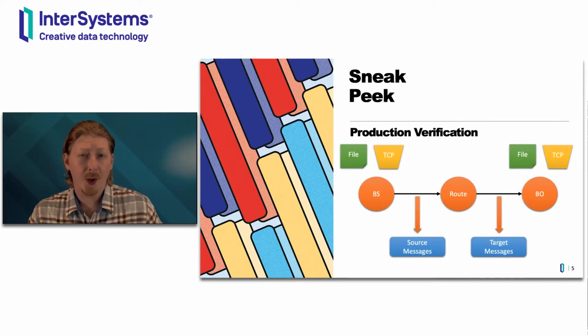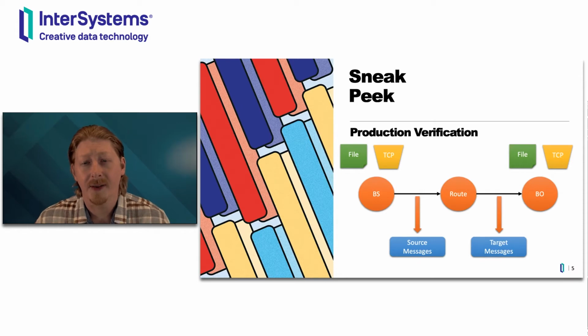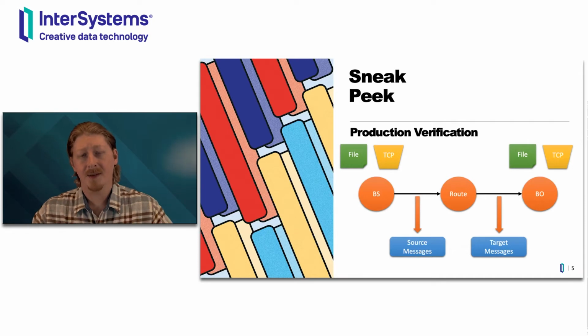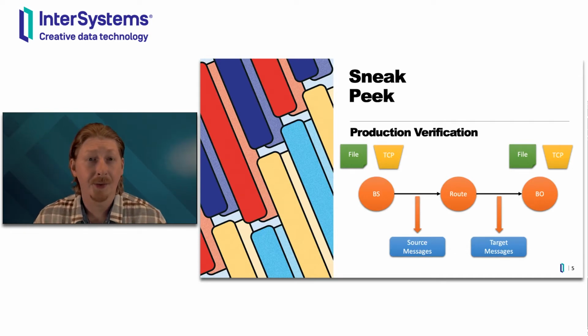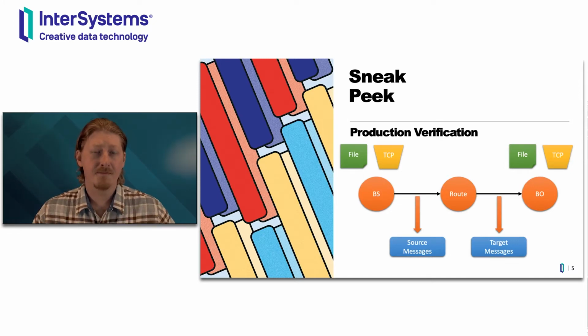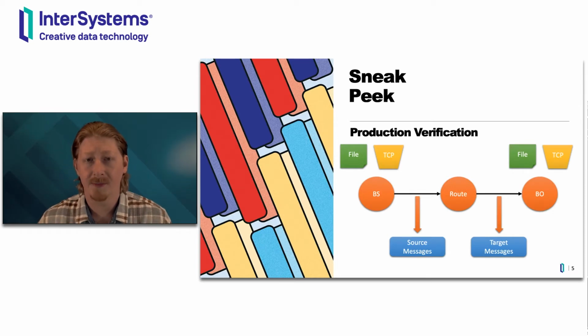So what we are doing to verify that the production hasn't changed, or that an upgrade to a newer version hasn't introduced any unwanted side effects, is we're taking all the messages that are being sent from business services to other entities, and we capture them basically in a bag as source messages. We also take all the messages that are being received by business operations and bundle them together as what we call target messages. And this gives us a baseline, right?